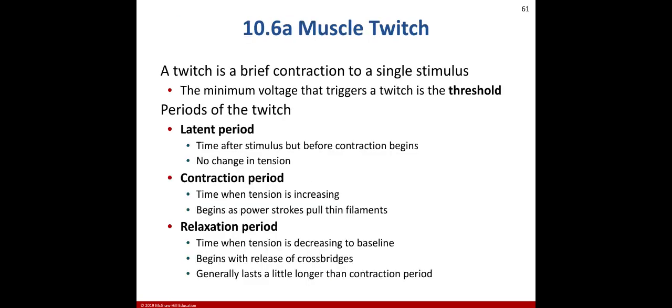A twitch is just a very brief contraction to a single stimulus. It's the minimum voltage that's required to reach a threshold. You've got your latent period, that's the time after the stimulus but before the contraction. You've got contraction, the time when the tension increases. That's when you've got your power strokes in your thin filaments. And then the relaxation period, that is when the tension decreases back to baseline. That's when you have your cross bridges. And generally, it's a little bit longer than the contraction time.